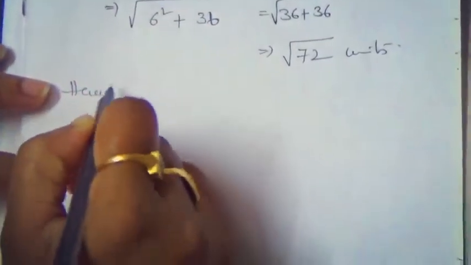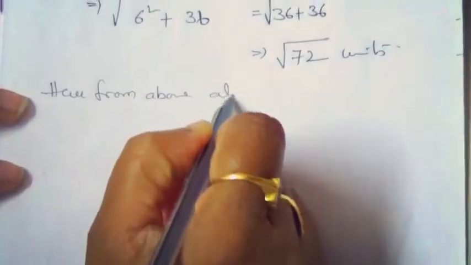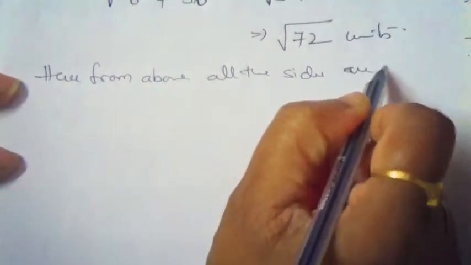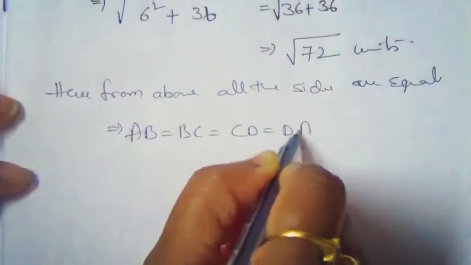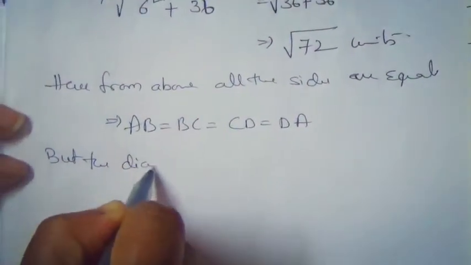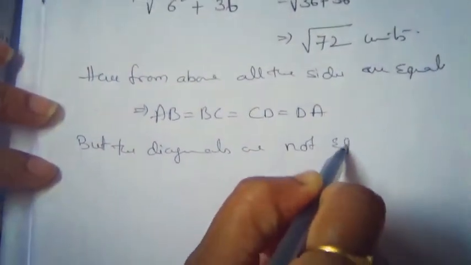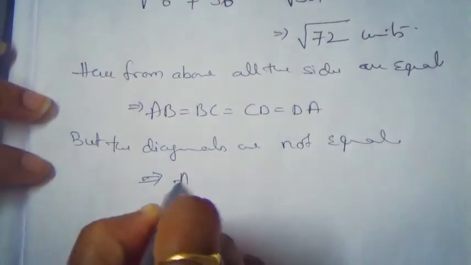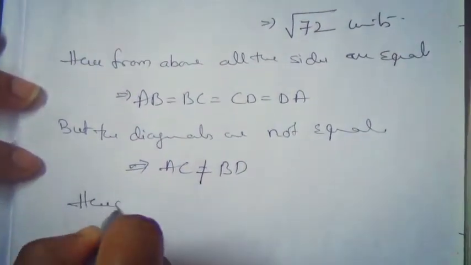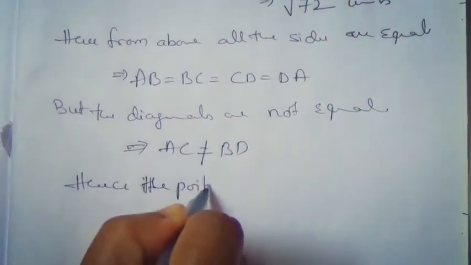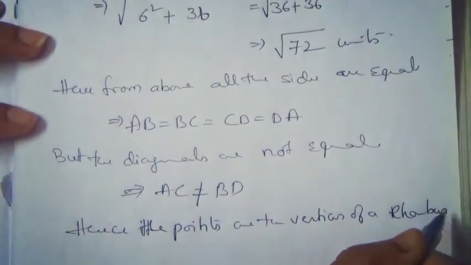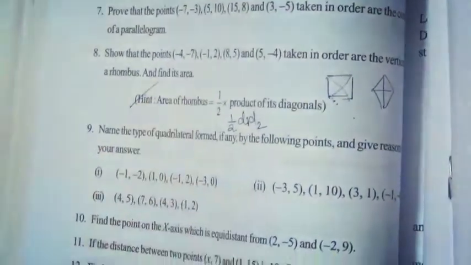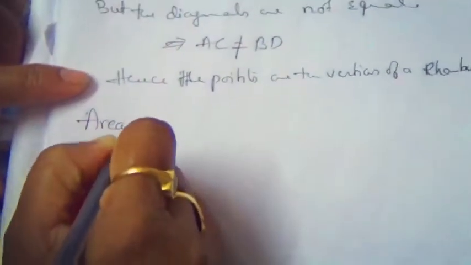From the above, all the sides are equal, that is AB is equal to BC is equal to CD is equal to DA. But the diagonals are not equal, that is, AC is not equal to BD. Hence, the points are the vertices of a rhombus. Okay, but next what we have to find out? Find its area. If it is a rhombus, then we have to find out the area. Now we have to find out the area of a rhombus.